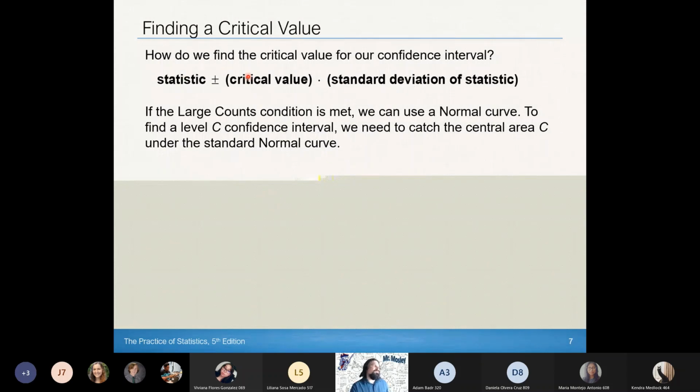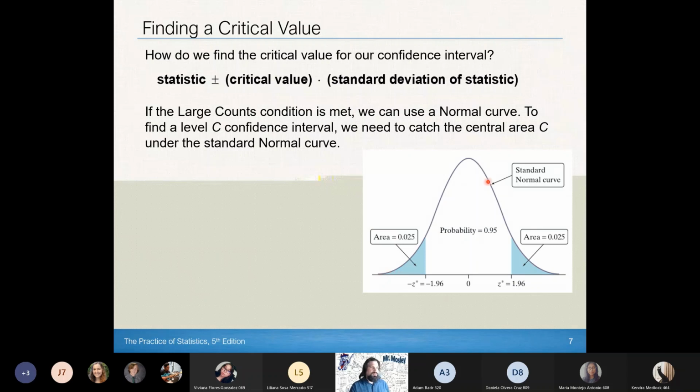So how do we find the critical value for our confidence interval? This guy here. If the large counts condition is met, we can use a normal curve. To find a level C confidence interval, we need to catch the central area C under the standard normal curve.